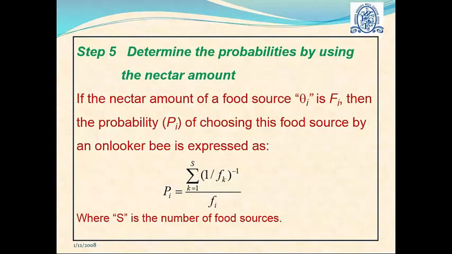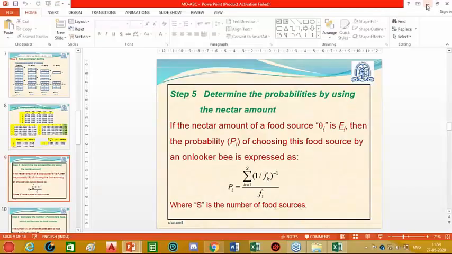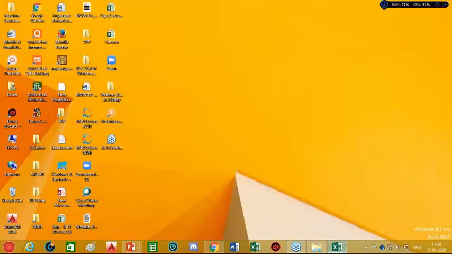Once we do that, depending upon their shared fitness values, we have to assign the number of onlooker bees to those particular employed bees. We can use this particular formula to do that. I will just explain to you through the Excel sheet how we can assign the onlooker bees to the employed bees.